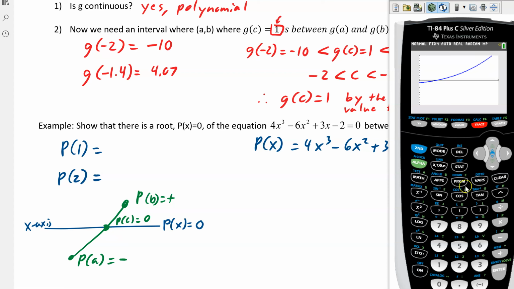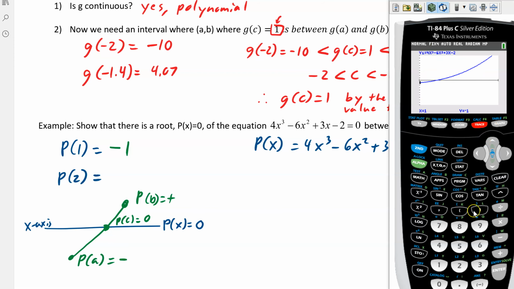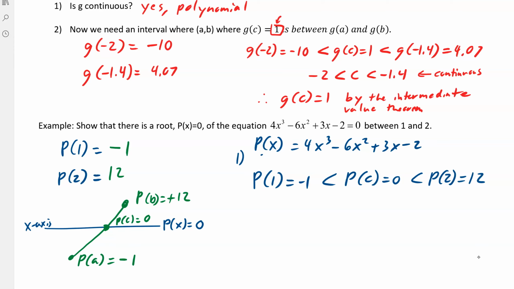And so now when we go trace 1, it says that it is negative 1. And we do trace 2, and it says it is 12. So you can see that we're getting a negative 1 and a positive 12 here. So that means that p of 1 equals negative 1 is less than p of c equals 0, which is less than p of 2 equals 12. P of x is continuous, so we're going to write that. P of x is a polynomial.